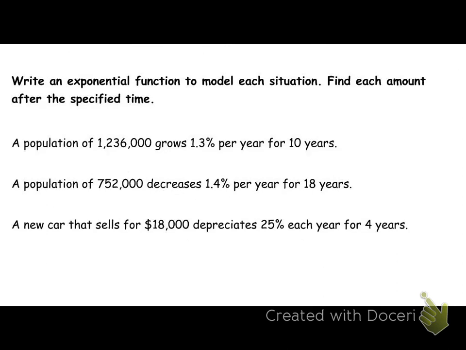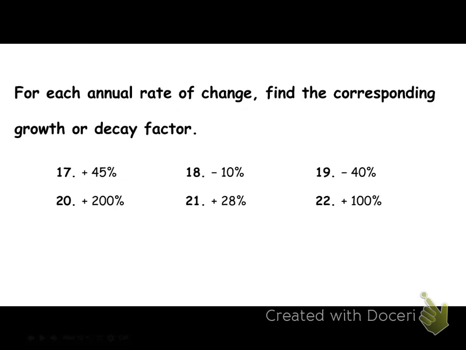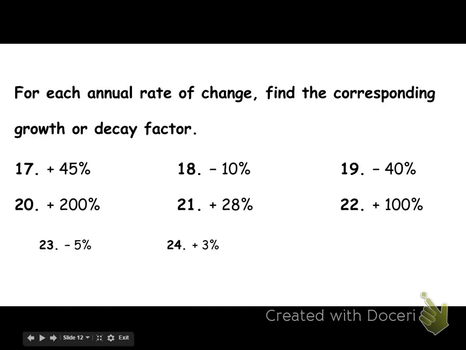All right. So here's the last thing I want you guys to be able to do today. Last slide, 12 of 12. For each annual rate of change, find the corresponding growth or decay factor. Don't worry about the fact that it says 17 through 24. I just copied that off of a worksheet.